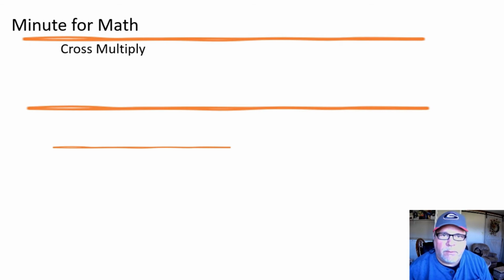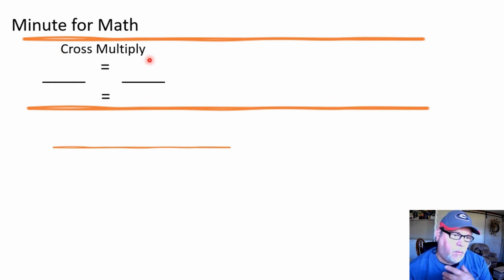Alright, we want to take a minute to cover some math. We'll take a minute for math. We want to learn how to cross multiply. This is a formula or process that is set up like this, and you take information in a problem and sort the information out and put it in the right place, and it'll make it where you can solve the problem very easily. It'll really help you out.